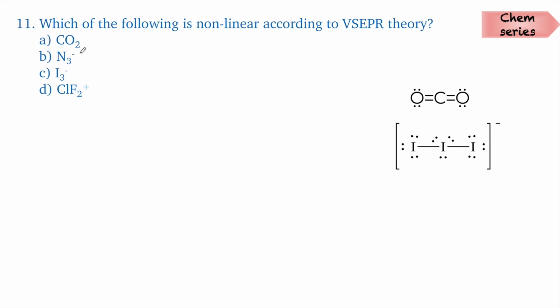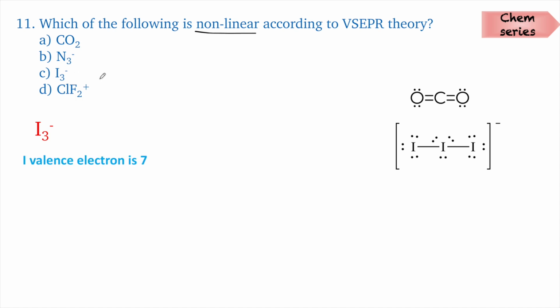The 11th question is, which of the following is non-linear according to VSEPR theory? CO2 we have already studied in my VSEPR theory lecture, so you can go there and visit it, and it is already well known that CO2 is linear, so I am not doing this. We have to find which of the molecules is non-linear, and N3 minus I have also done before. I think it's the 9th question, so you can go and verify it.